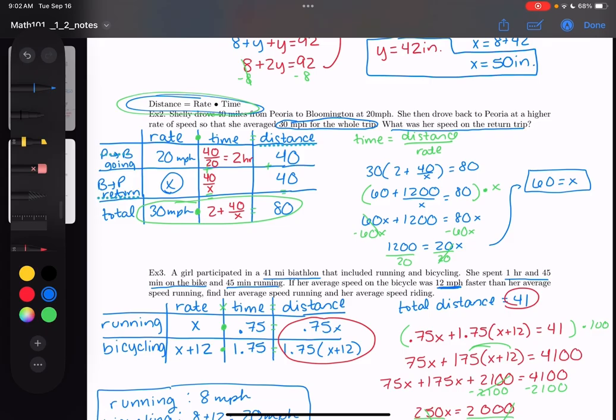Now, word problems can always be a bit tricky, so please let me know if you are having issues with these. I'm sure sometimes there's different ways to solve them as well, so that's something to keep in mind.